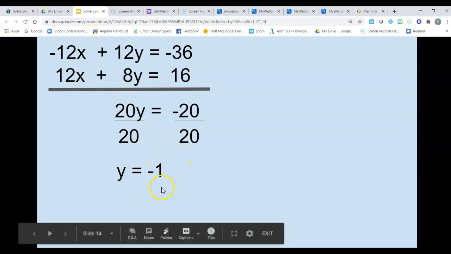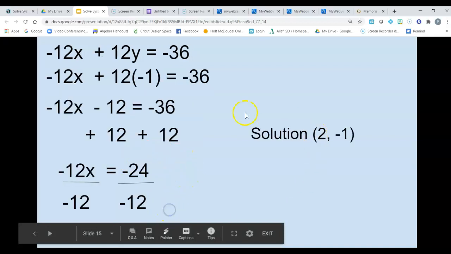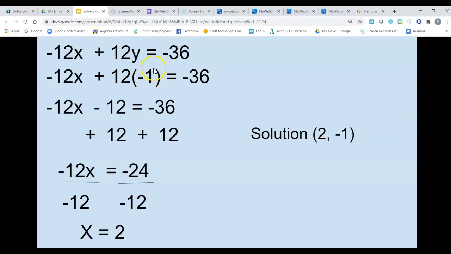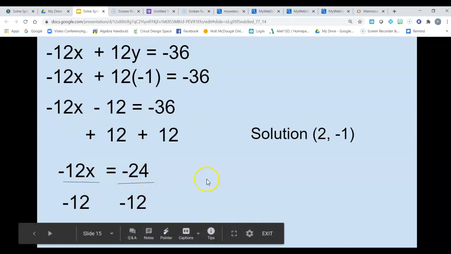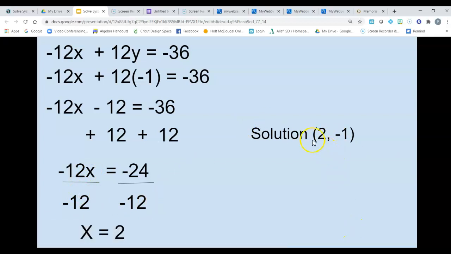I'm going to replace y in my equation with negative 1. So here, in place of my y, I put my negative 1. That gives me negative 12x plus 12 times negative 1 is negative 12 equals negative 36. So it's minus 12. I'm going to add 12 to both sides. That gives me negative 12x equals negative 24. Divide by negative 12, and that will give me my answer of x equals 2. So my solution will be x equals 2 and y equals negative 1.